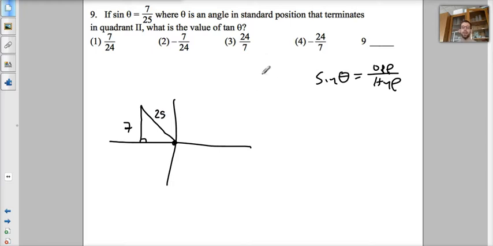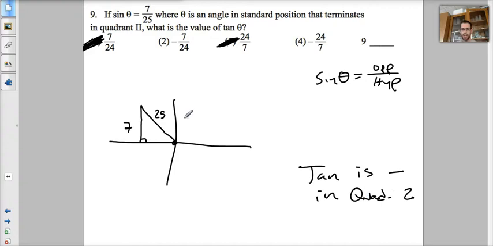All right, I know immediately tangent is going to be negative in this quadrant, so this is out, and this is out. Tangent is negative in quadrant 2. Tangent's only positive in 1 and 3. All right, so then I just could do Pythagorean theorem.